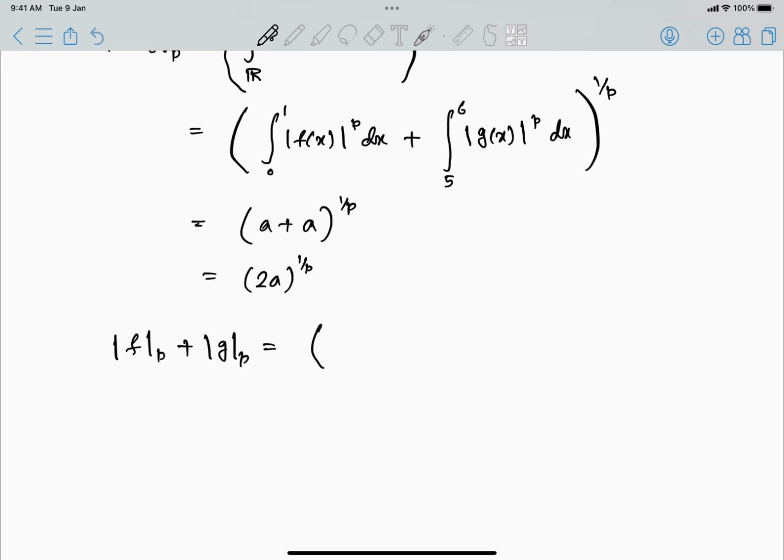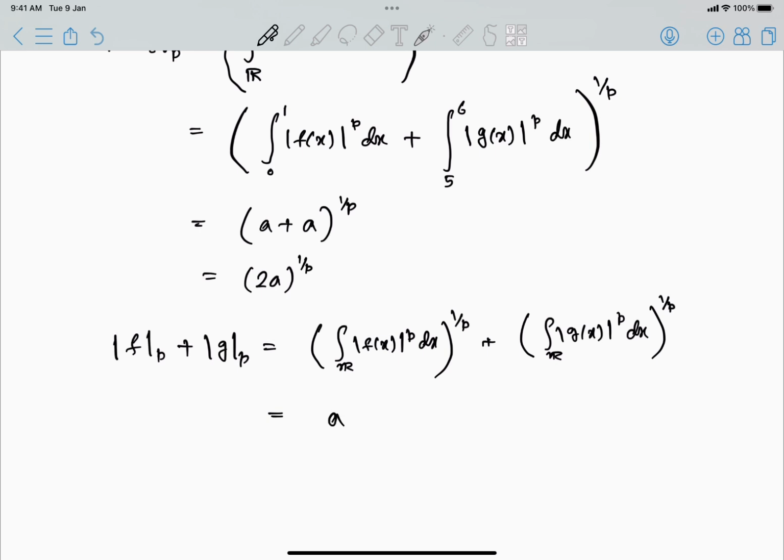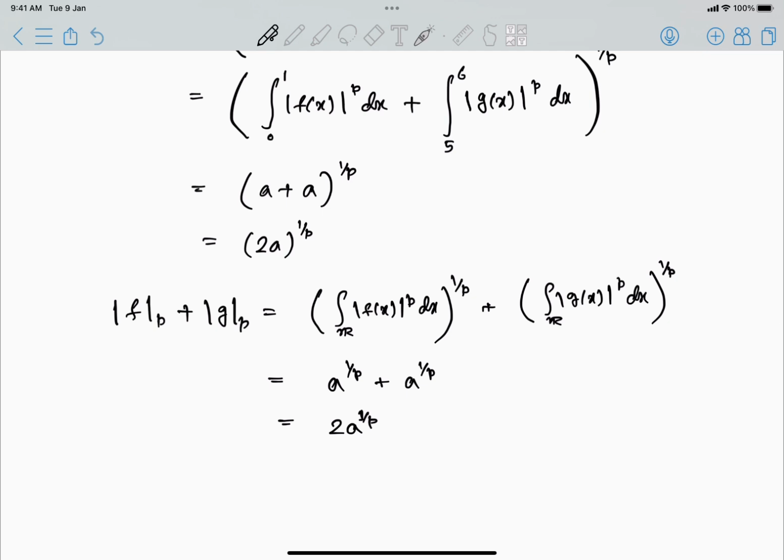So this is the integral of |f(x)|^p dx to the power 1/p plus the integral of |g(x)|^p dx to the power 1/p. So the first one is a to the power p and the second one is also a to the power p. So you have got this is 2a to the power p. But is this true?